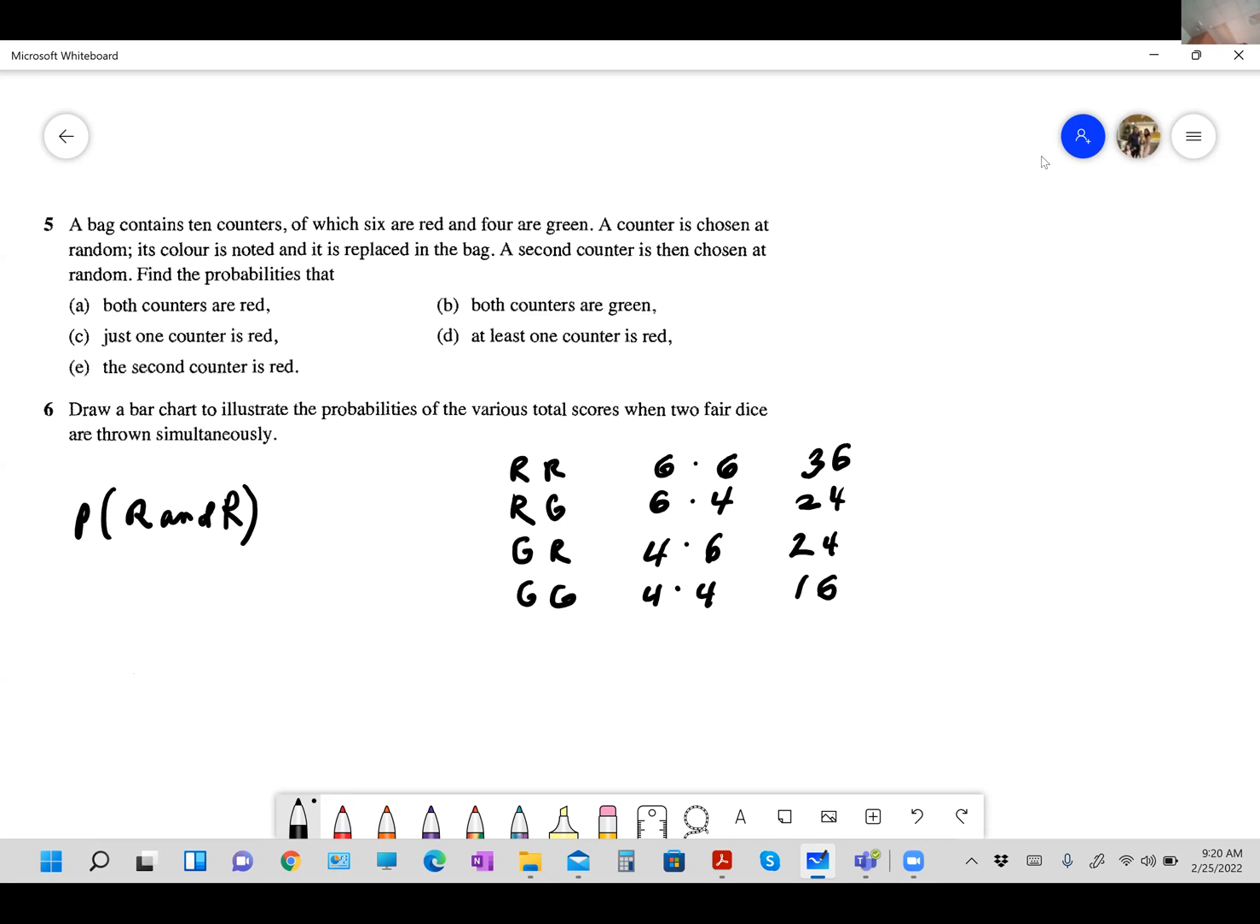Now, how many total results are possible? Well, it's not that hard to figure out. How many total ways are there? Well, you could add that.